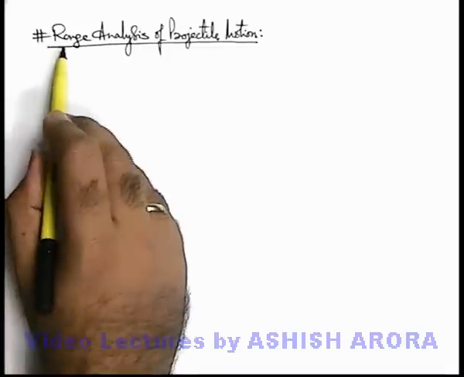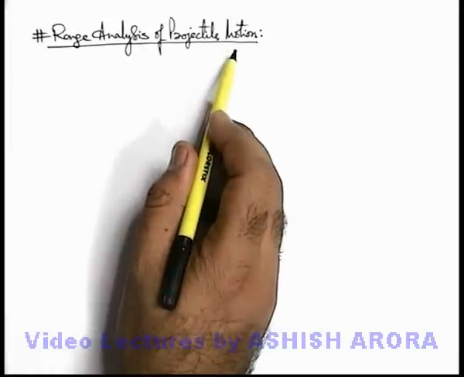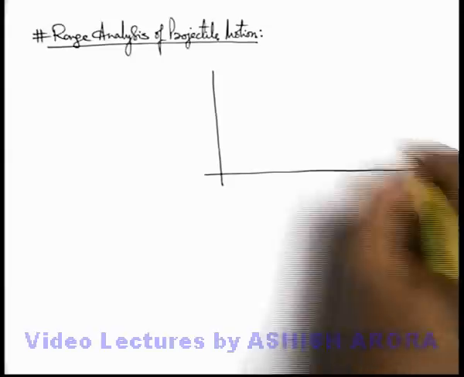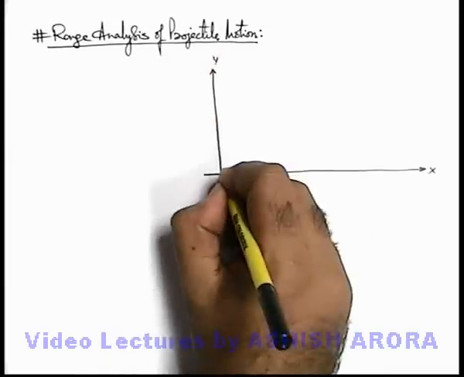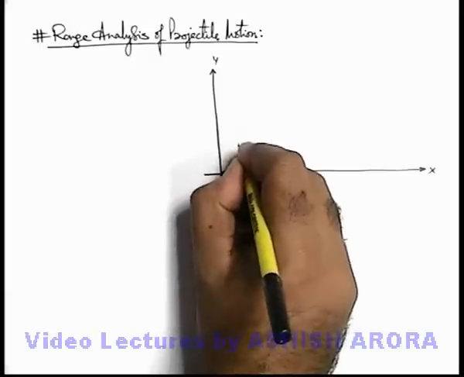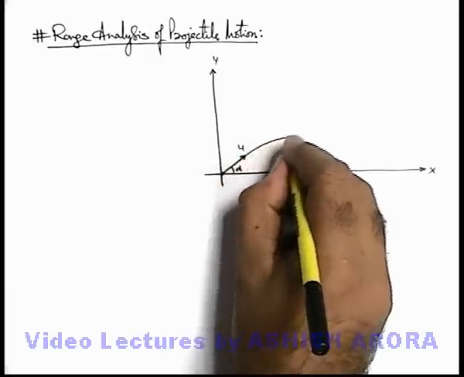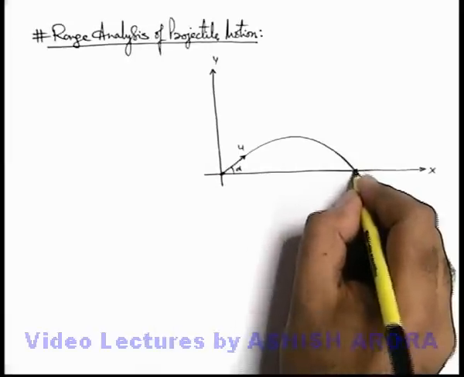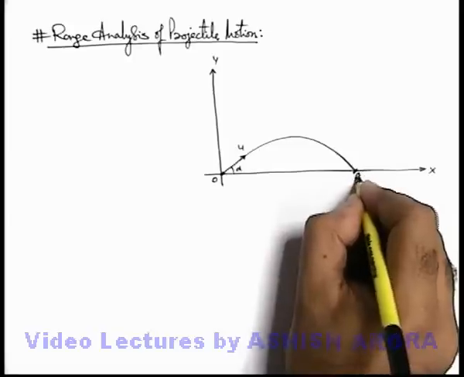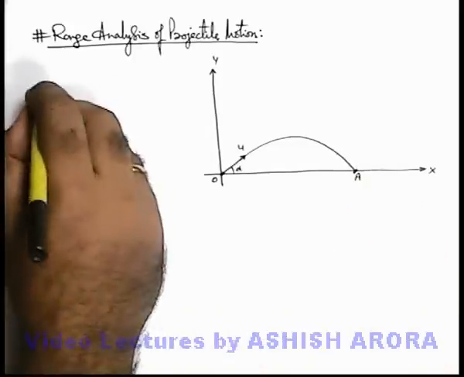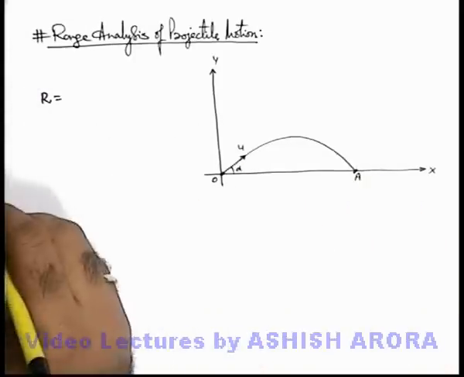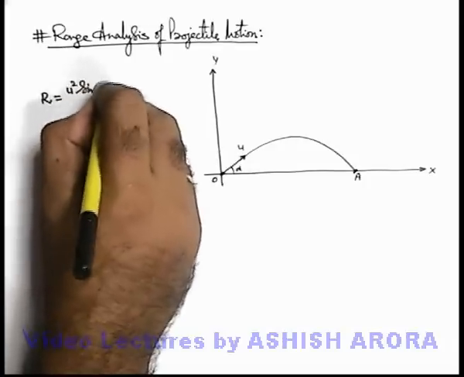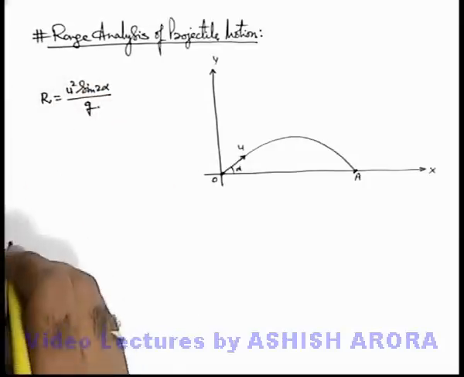Now we are going to study the range analysis of projectile motion. We have studied that in case of a projectile motion, when it is analyzed on a two-dimensional coordinate system, a particle is thrown with a speed u at an angle alpha. It follows a projectile trajectory and hits the ground at some distance away from the point of projection, and this distance OA we call the range of projectile. We have just studied that the range of projectile is given by u square sin 2 alpha by g.